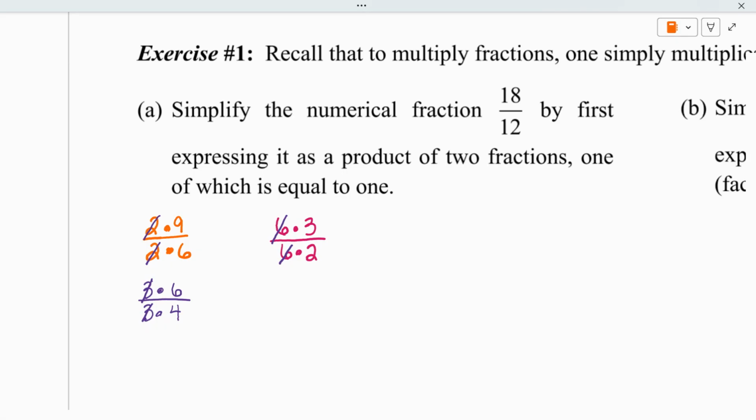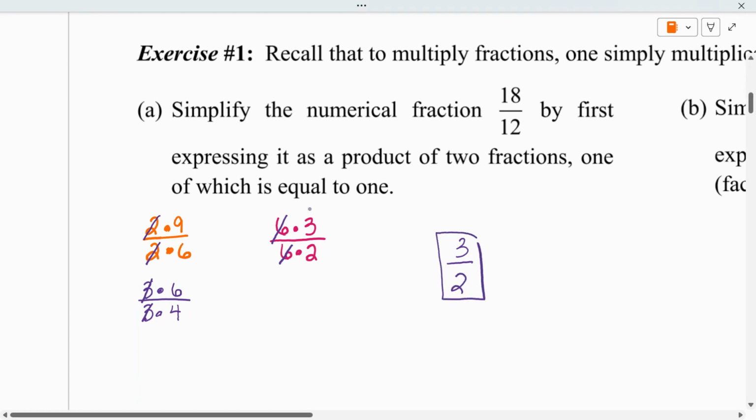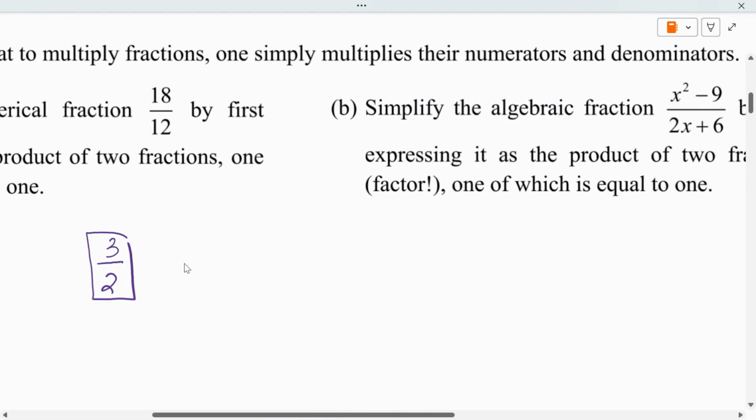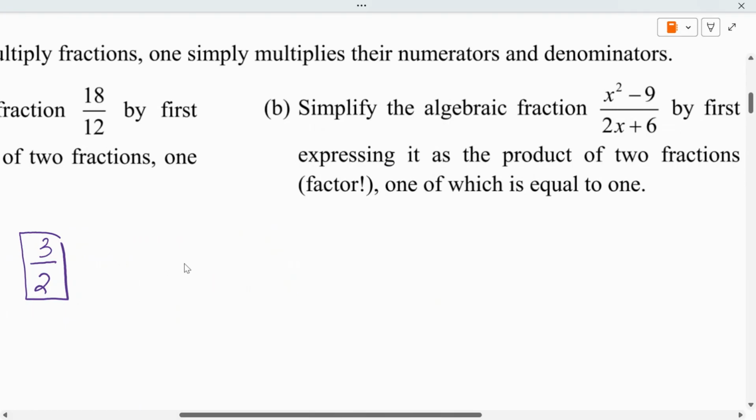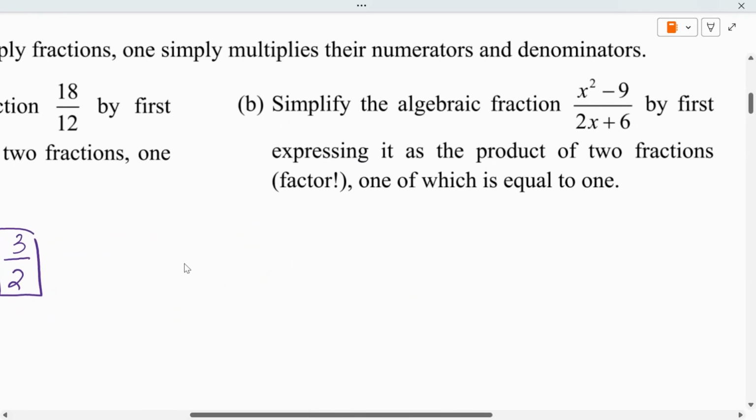Okay. So, what does 18 over 12 reduce to? It reduces to 3 over 2. So now we're going to look at this, and we're going to do the same thing. We're going to try to break it up into factors that are the same both in the numerator and the denominator. So tell me about x squared minus 9.